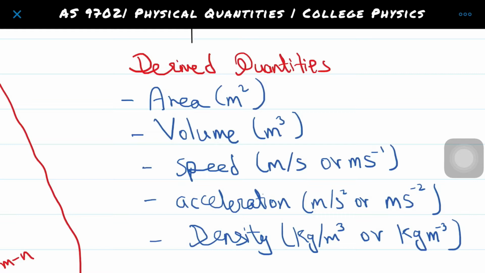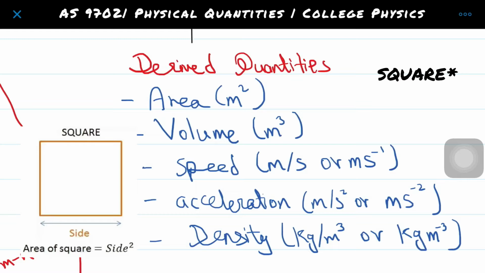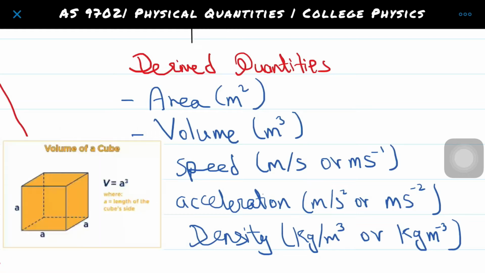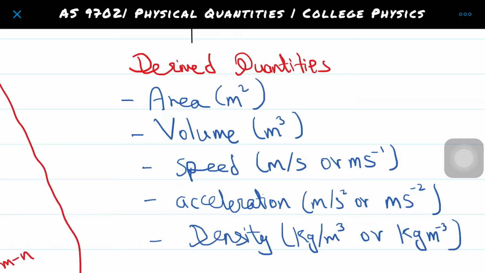Now, as we dive deeper into the derived quantities, we know that area is a quantity that has been derived, and the formula of area of a square, for example, is length squared, right? So we are using the basic quantity of length to derive this quantity. Similarly, the volume of a cuboid has a formula of L cubed, length cubed. So we are again using the basic quantity of length in order to derive the derived quantity of volume.